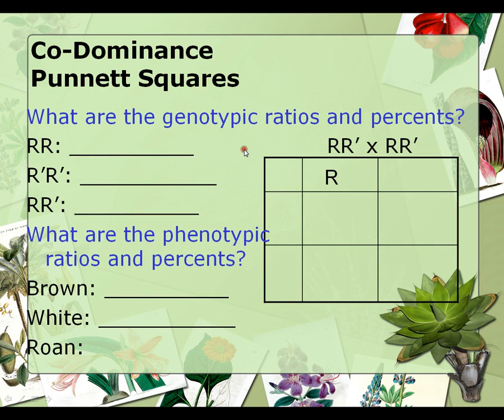So let's do it this way. Let's do two heterozygous individuals. Oh, and there's a little one. It's supposed to look like this.